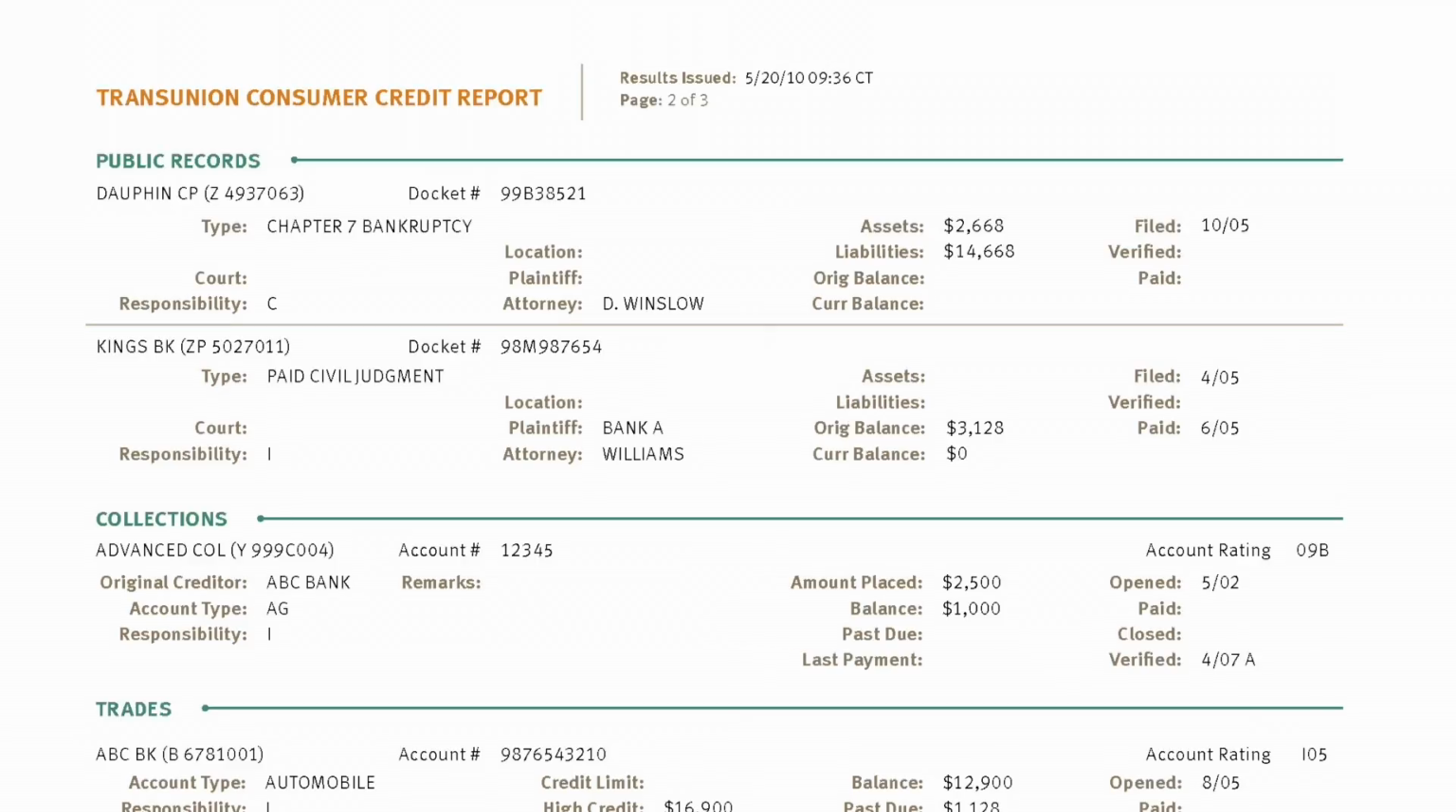The next section is financial public records, which is never a good story. If you have a public record in here, you've had a problem. The report lists only financially related data, such as bankruptcies, judgments, and tax liens, all of which can trash your credit. Lawsuits, arrests, other legal information are not included.